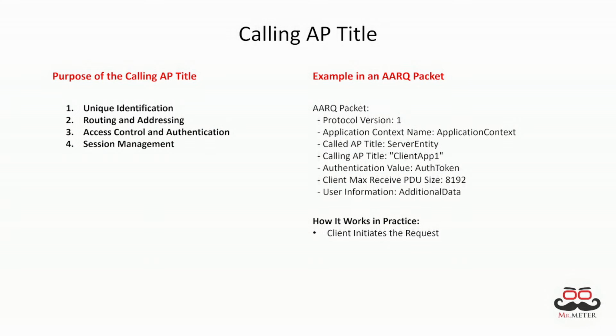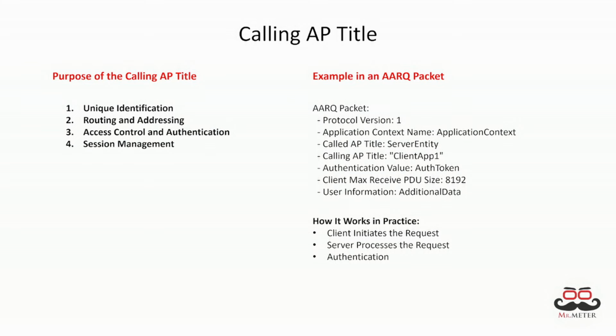This is how it works. The client initiates the request. When the client or application process wants to establish a communication session, it includes its AP title in the AARQ packet. The server processes the request. The server reads the calling AP title to identify the client. This identification can be used to check if this client has the necessary permissions to establish the association.